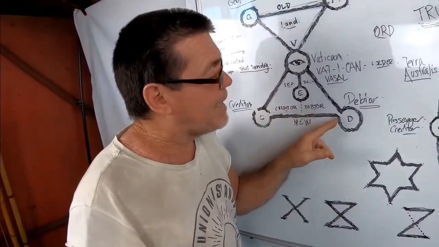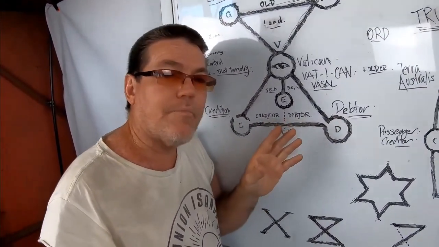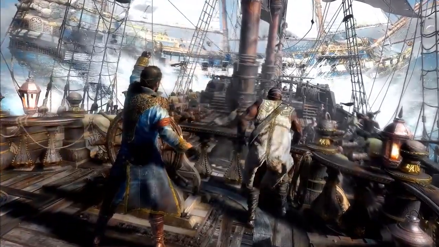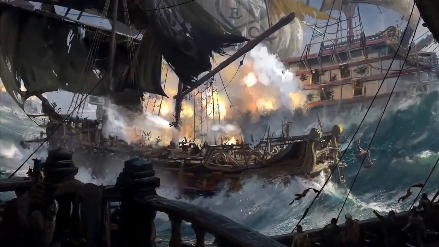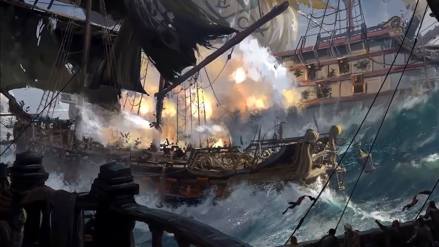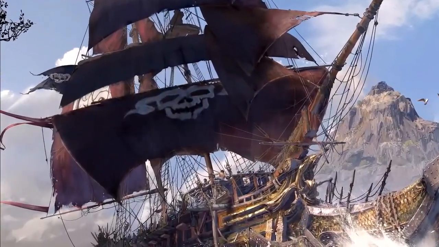But if you remain on the debtor side over here, you are like a crew member on the Vatican ship. And I can tell you something, that Vatican ship is one harsh ship to be on. The Vatican has been handling the law of the sea for thousands of years.